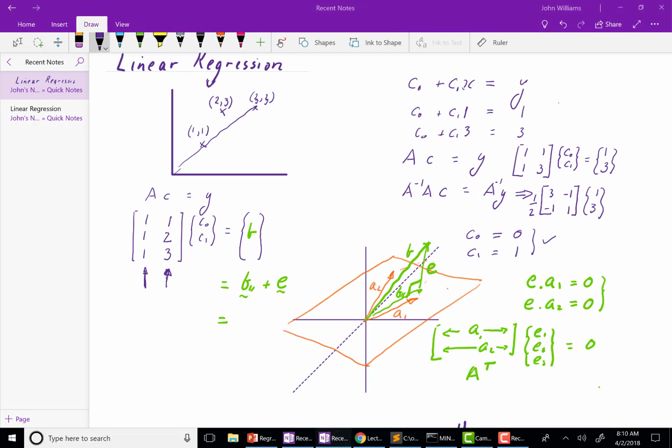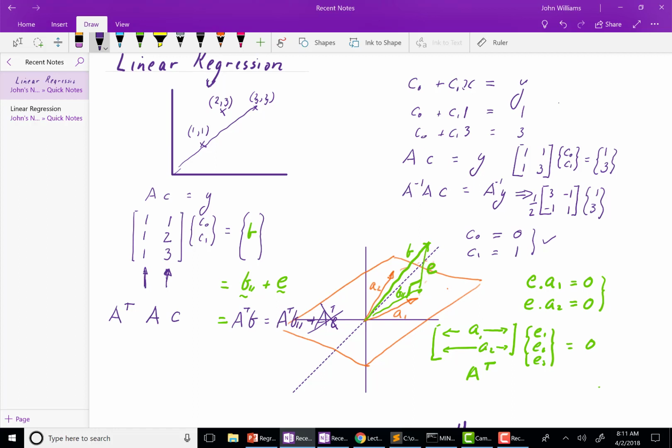So if I take A transpose of B, that's equal to A transpose of B parallel plus A transpose E. And we know A transpose E is 0. We've just proved that here.